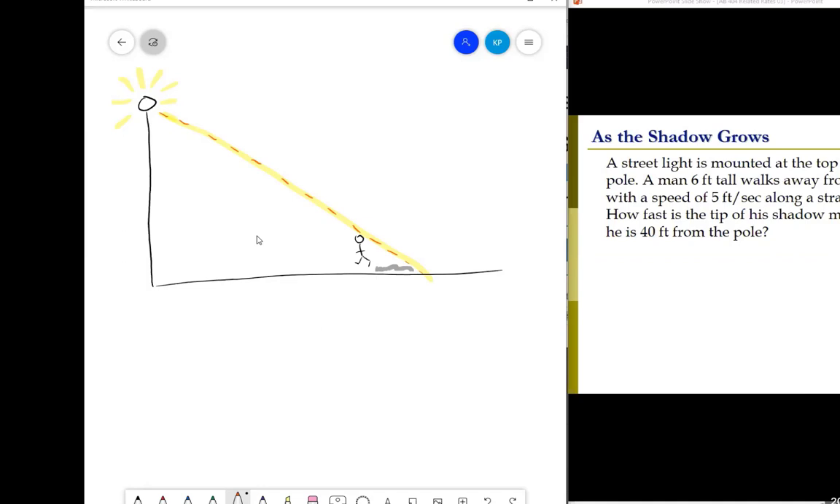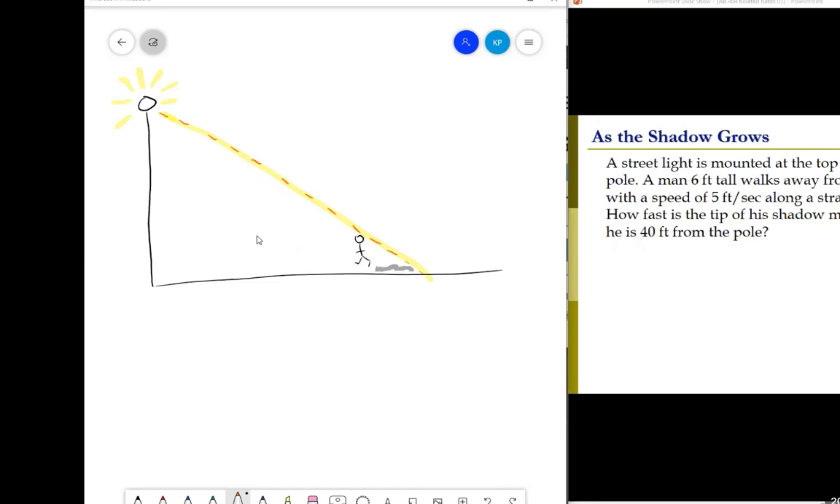But what if the man is moving? What if the man is walking at 5 feet per second? If the man is walking at 5 feet per second and his shadow is growing at 3 feet per second, how fast is the tip of his shadow moving if the man is moving and the shadow is growing? Well, the tip of his shadow would be growing at a rate of whatever the speed of the man is plus the rate of the shadow. So the tip of the shadow is different than the shadow itself. So that's why they word it the way they do.